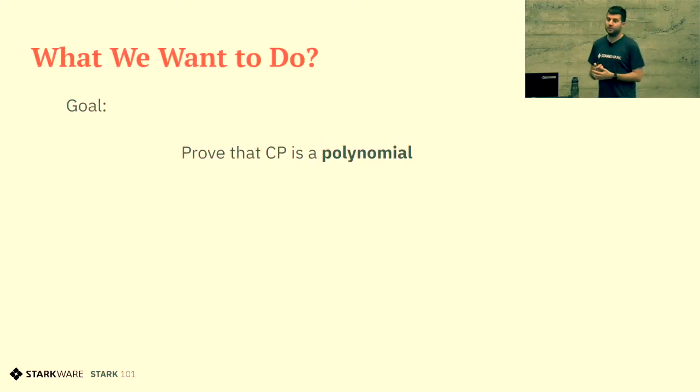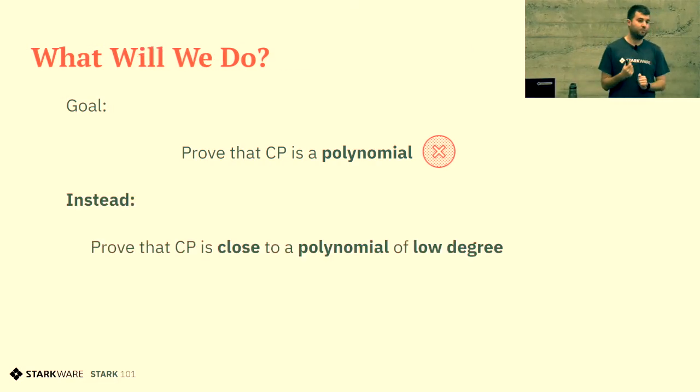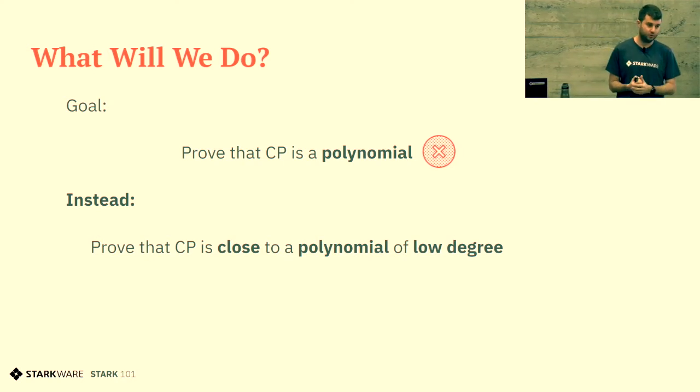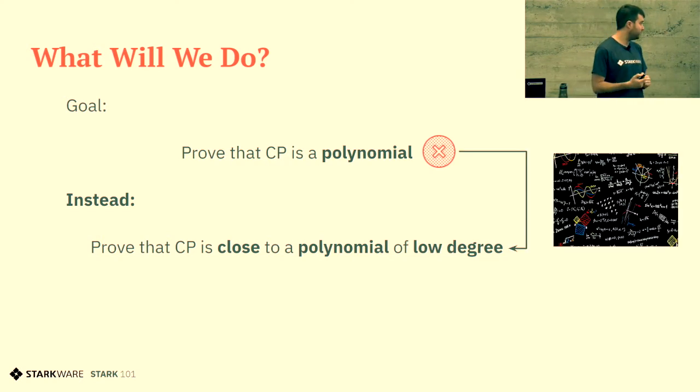So we want to prove that CP is polynomial. However, we will not do that. We will instead prove that CP is close to a polynomial of low degree. I'm repeating that because it's important. We will not prove that CP is polynomial. We will instead prove that CP is close to a polynomial of low degree. The reason why we are doing that is beyond the scope of this talk, but you can trust me that it is sufficient to prove that CP is close to a polynomial of low degree.